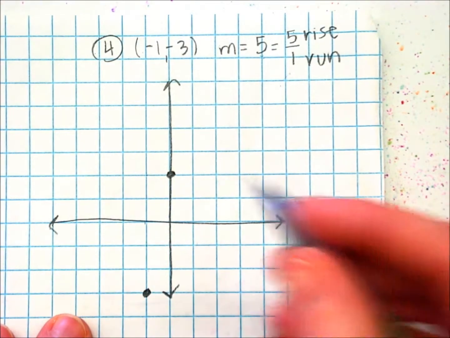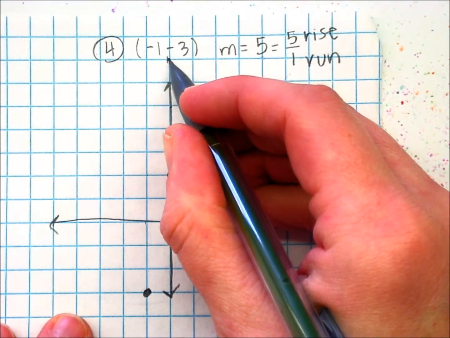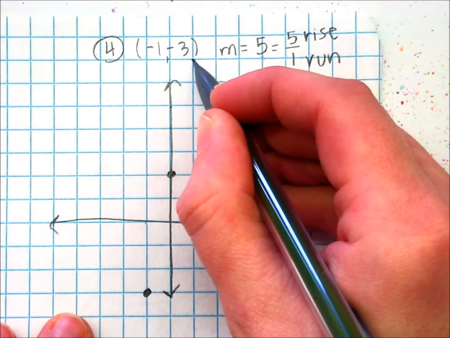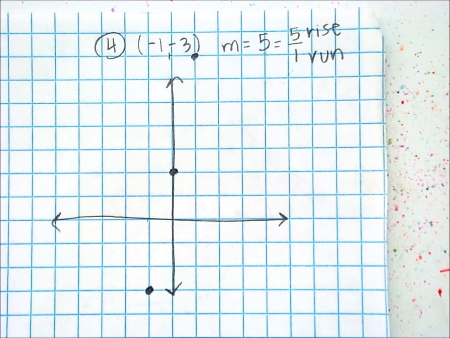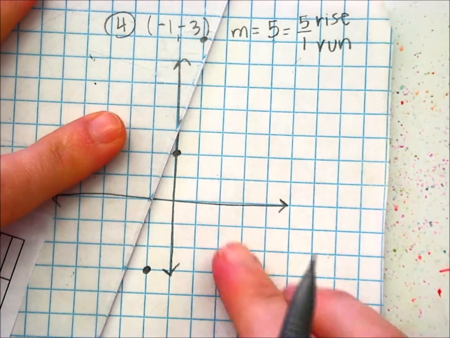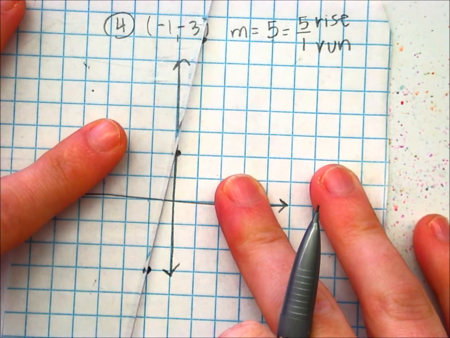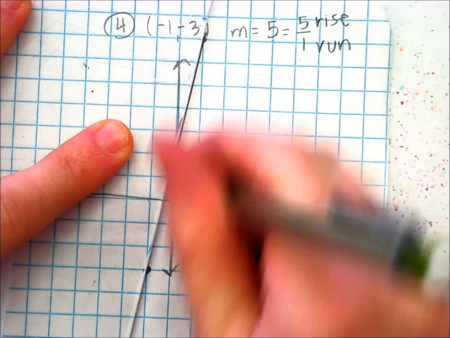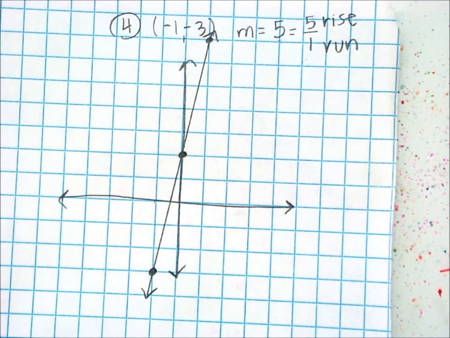And let's do one more point. So from here I can go up 5 more. I'm about to run into my work. And then run to the right 1 unit. So there's 3 points. All of these are going to make a straight line. I'm going to pull out my straight edge, my ruler, line up the points to draw my line. And there's the line that goes through the point -1, -3 with a slope of 5.